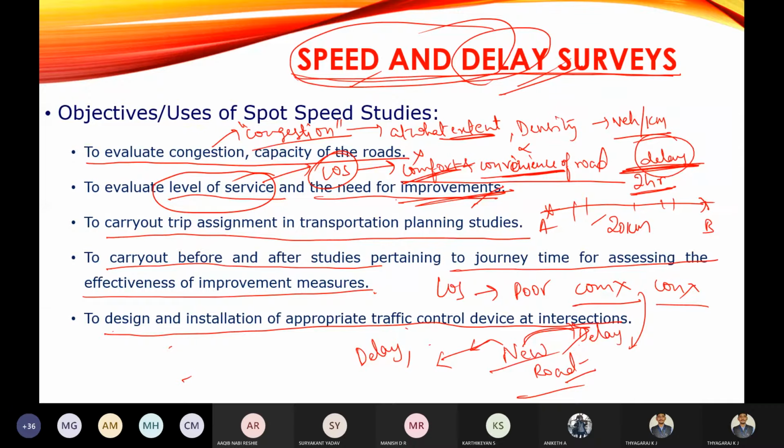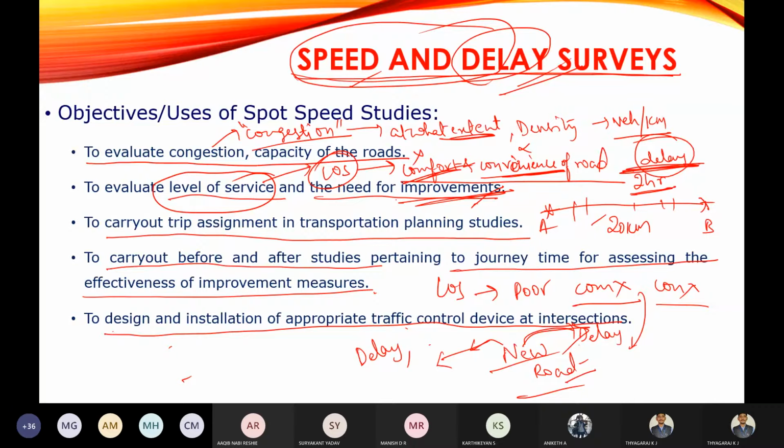Whenever I teach about these traffic control devices, we will get to know how these traffic control devices are going to fix it. That is based on the speed and delay surveys. So these are the 5 objectives you should remember for speed and delay surveys.